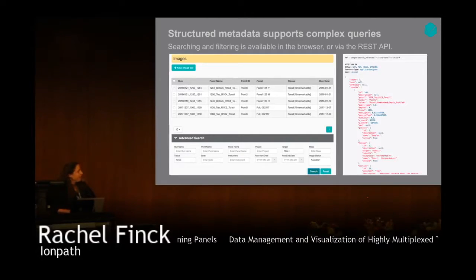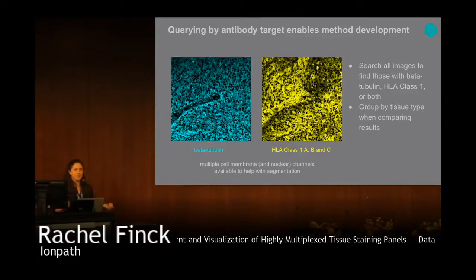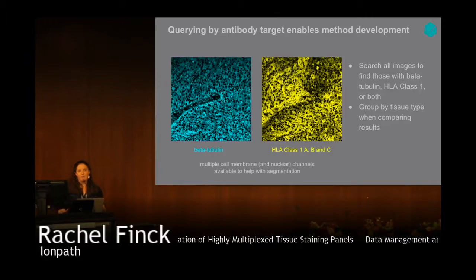And just as a toy example of the kind of thing you can do with this, more as a method development example rather than a science example: you've developed some segmentation tool. You've used a variety of cytoplasmic or membrane markers as part of it. And now you want to see, do I really need all of them? Or if I replace one with another, is it better or worse?